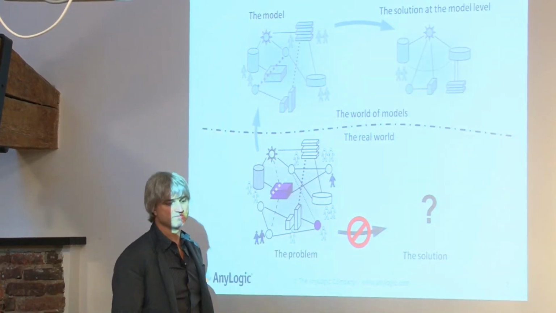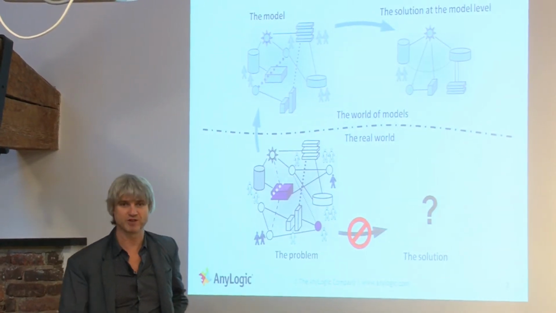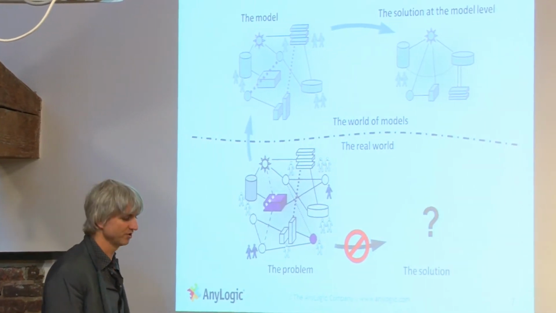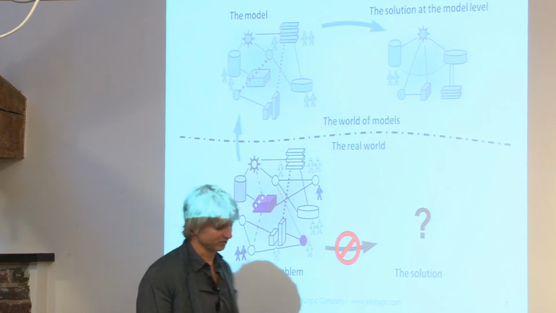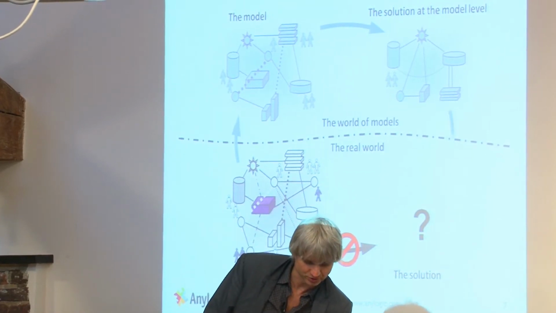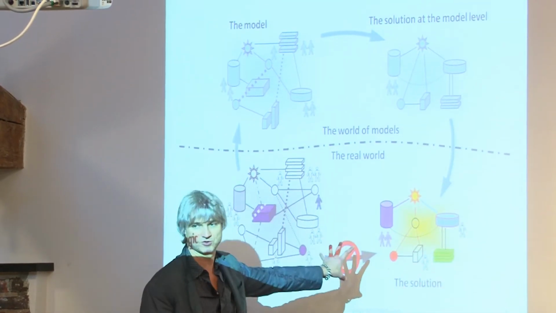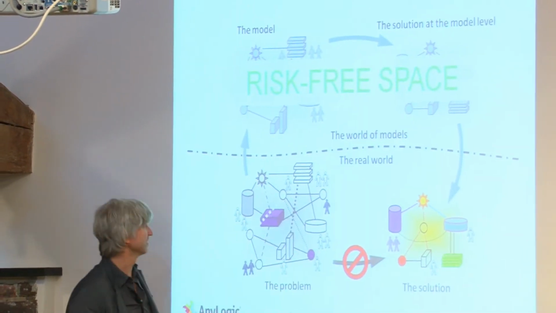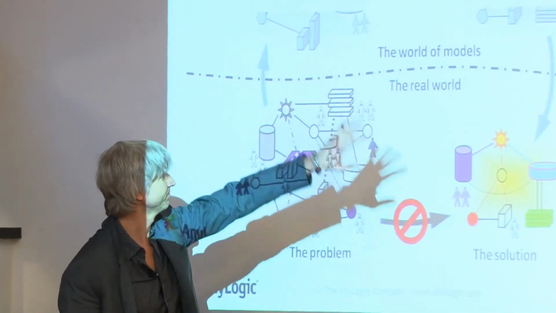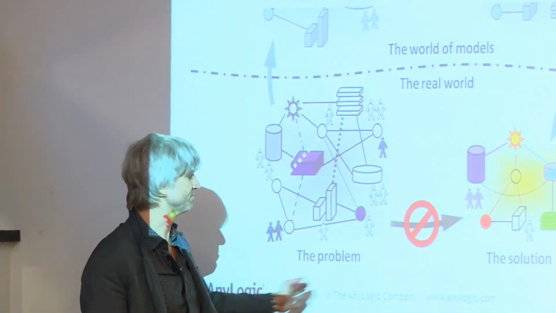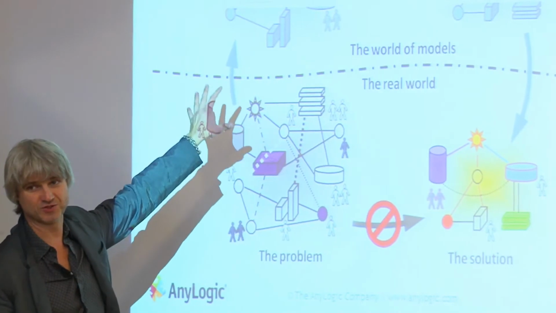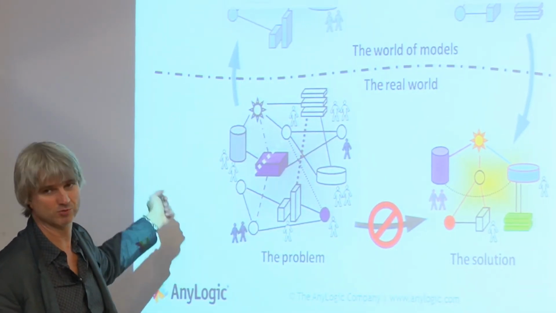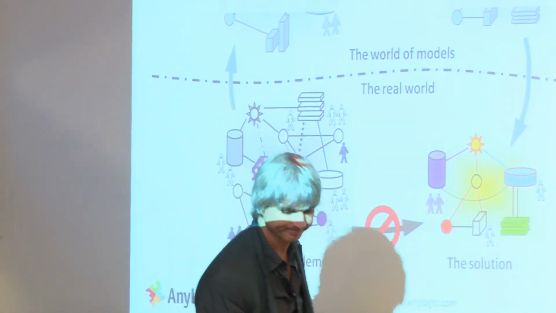So we've built the model. With the model, we do things. We do calculations, simulation, optimization, all that sort of stuff that helps us find the solution. When this solution is found, we map it back to the real world. So the whole thing about modeling is that we find this way from the problem to the solution through a risk-free space where we can do anything at almost zero cost.